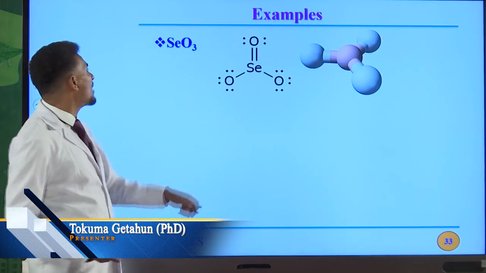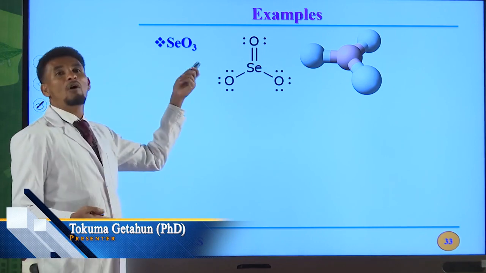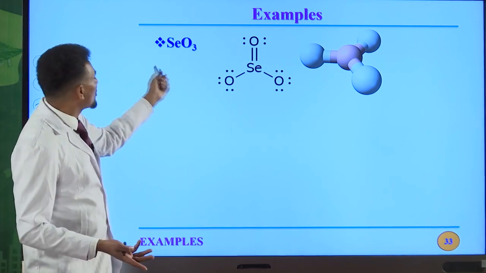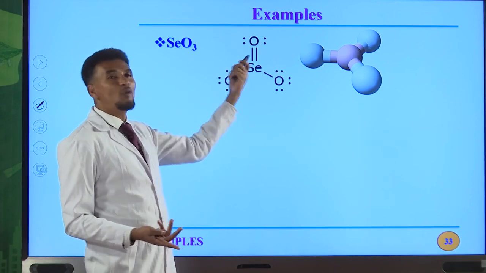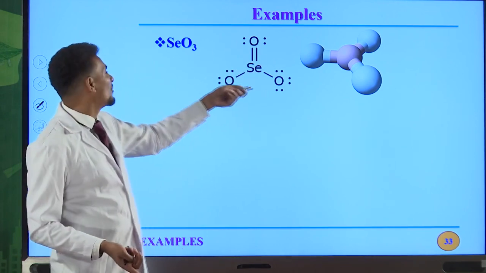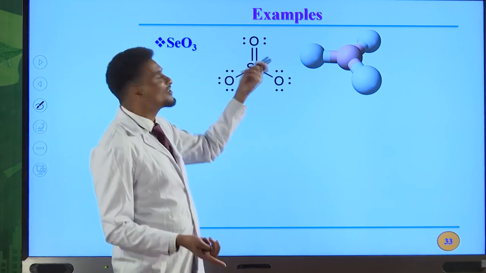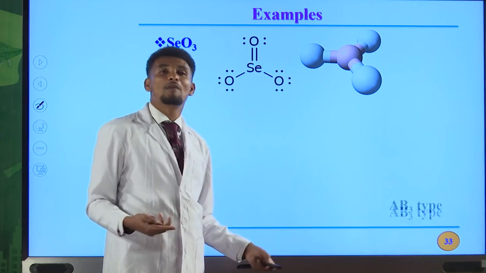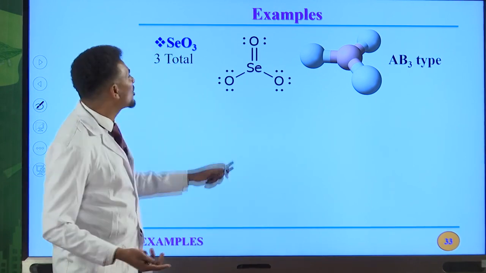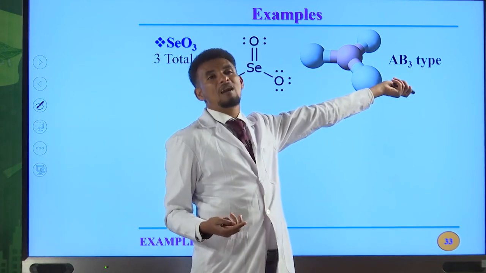Look at this example. This is selenium oxide. Okay, so this is the Lewis structure, SeO3. We have no lone pair of electrons around the central atom Se. So what is the electronic geometry for this molecule? The electronic geometry is trigonal planar. Why? Because it is an AB3 type.